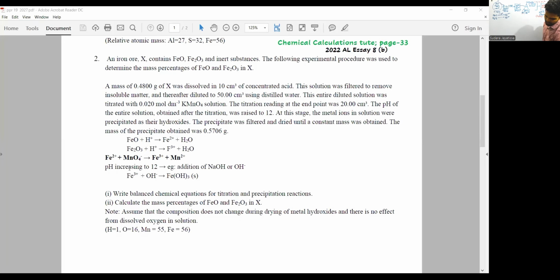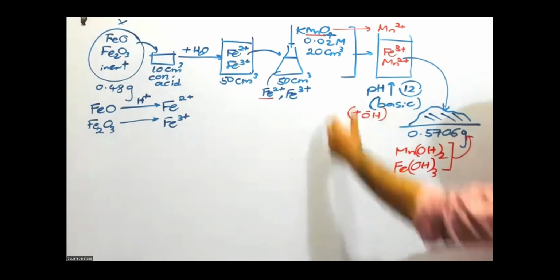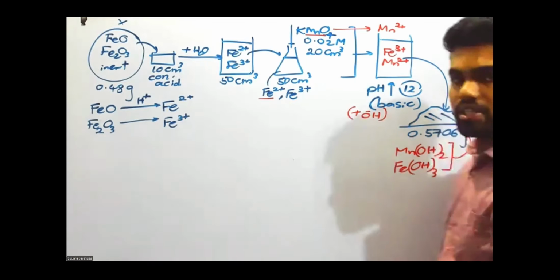They are asking to balance chemical equations for the titration and precipitation reactions. So we need a redox reaction to balance here. Calculate the mass percentages of these two compounds. You'll see they have given the molar masses also. So let's start from this titration. I'm going to do this one in two parts.